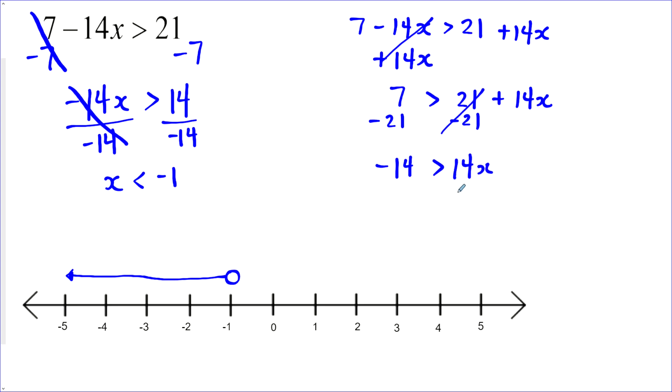And last step, divide off the 14, but this time we don't need to flip the inequality because we're just dividing by a positive number. Negative 14 divided by 14 is negative 1 is greater than x. And these might look different, but they are in fact the same. The x is on the smaller end, and the x is on the smaller end. So saying x is less than negative 1 is the same as negative 1 is greater than x.